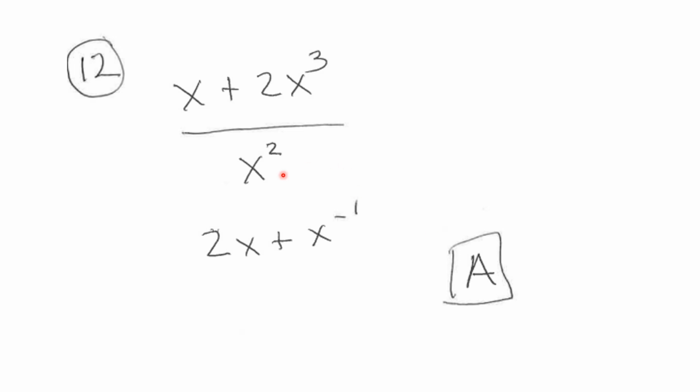Here we divide this x squared into each term, so x over x squared is x to the minus 1. X squared goes into 2x cubed, 2x times. The answer should have been A. Our time's up.